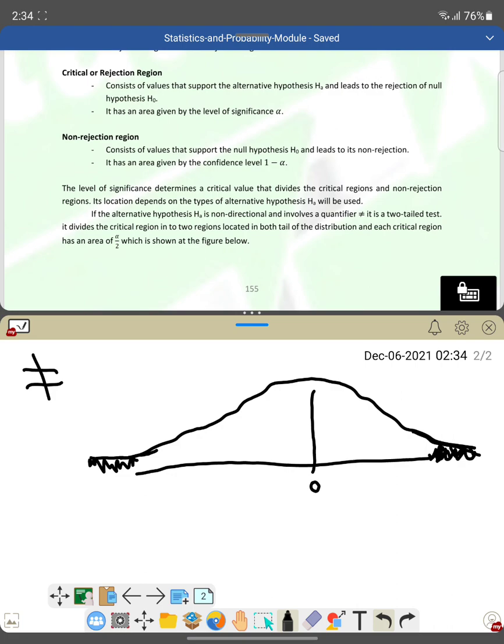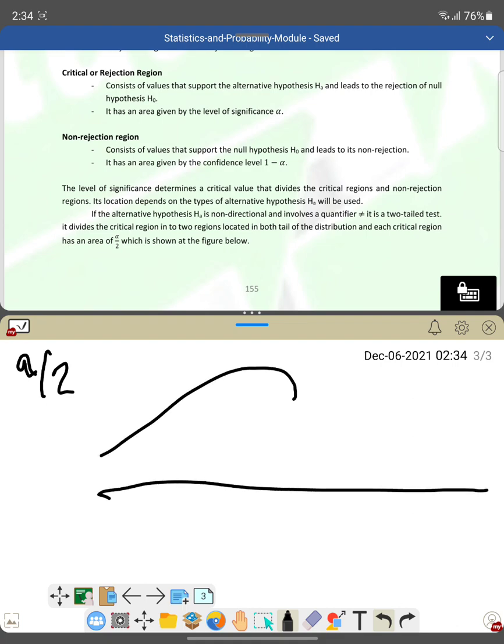Okay, so this is called two-tailed because the rejection region is commonly found in the tails of your illustration. It divides the critical region into two regions located in both tails of the distribution, and each critical region has an area of α over 2. Take note of that. That is α over 2, which means that, okay, we will draw again.